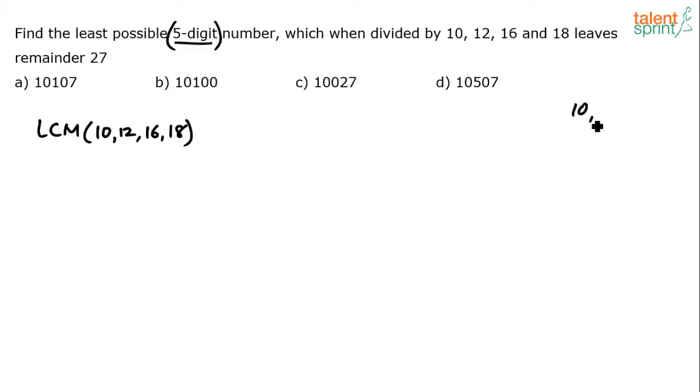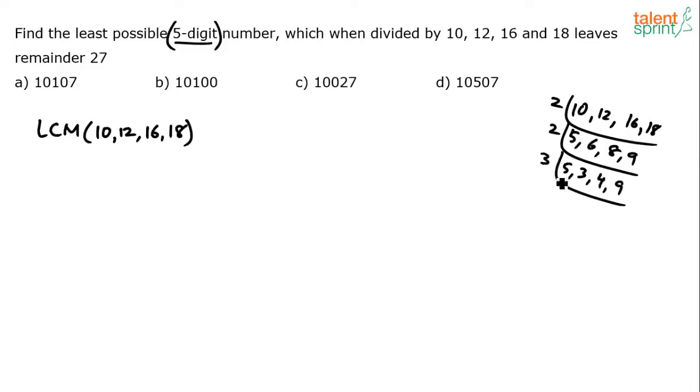So first of all, the LCM of 10, 12, 16, 18. If you take 2, this is 5 times, 6 times, 8 times and 9 times, right? Another 2, if you take, 5, 3, 4 and 9. If you take 3 here, again it will be 5, 1, 4 and 3. And now you'll have to repeat the process, like 5 has to be taken once, then 4 and then 3. So what is the LCM? 2 into 2, 4, into 3, 12, into 5, 60, into 4, 240, into 3, 720. So 720. Which means 720 is divisible by 10, 12, 16 and 18.